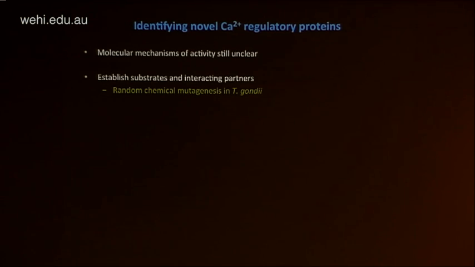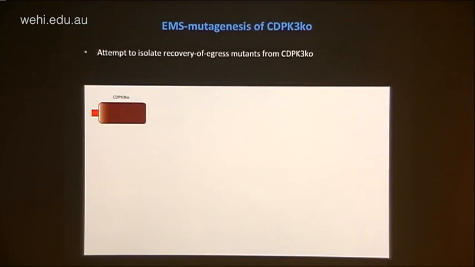We wanted to try and establish the substrates and interacting partners of these kinases. And one way we thought to try and do that is through random chemical mutagenesis in toxo. So here, what we thought to do was to attempt to recover rescue of egress mutants from a CDPK3 knockout population. We wanted to take our egress defective parasites and randomly mutate them to recover parasites which had rescued a normal egress phenotype.